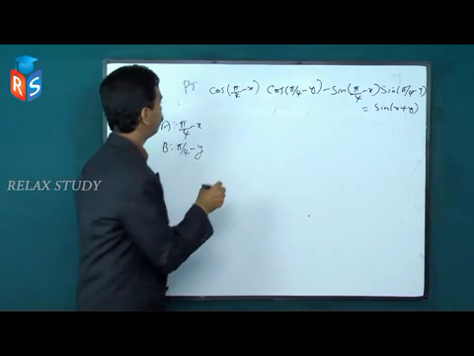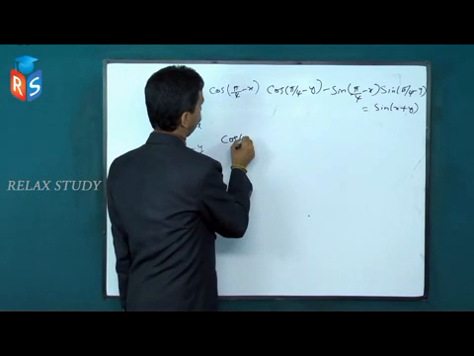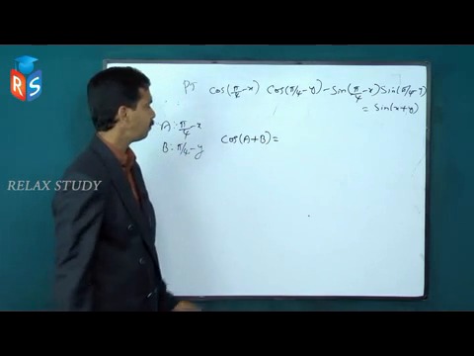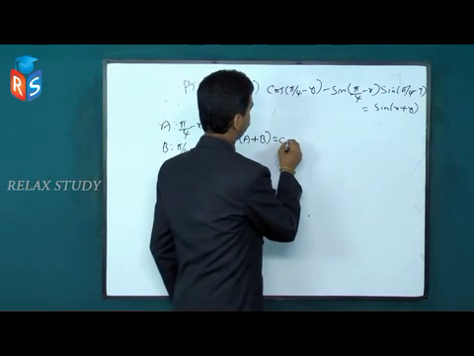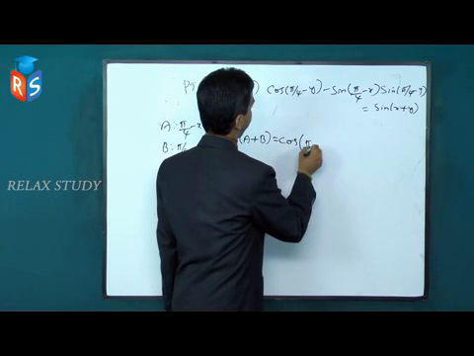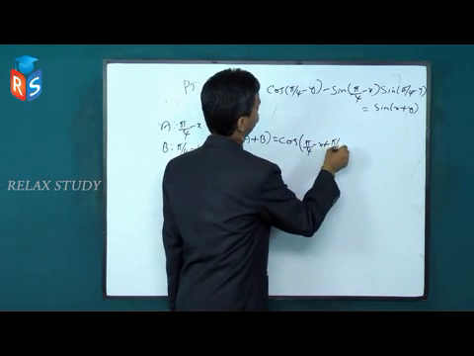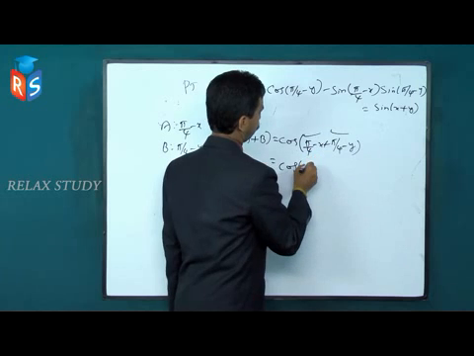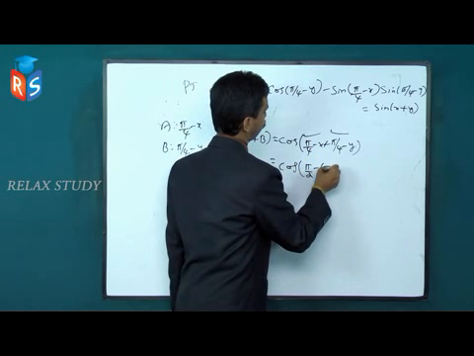So this is of the form cos of a plus b, equals cos of pi by 4 minus x plus pi by 4 minus y, equals cos of pi by 2 minus of x plus y.